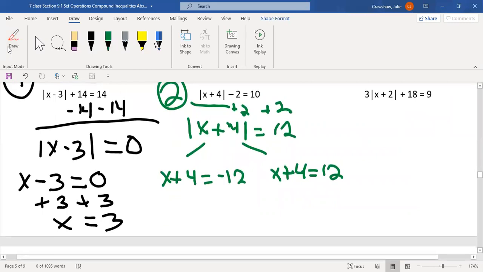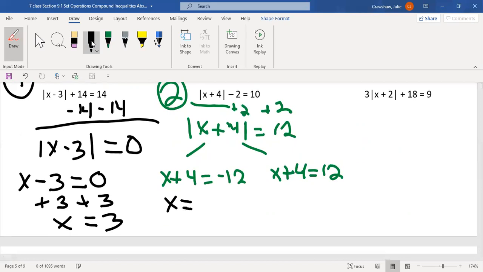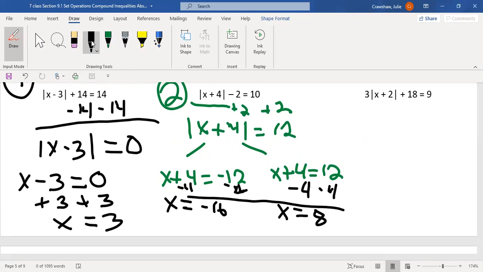For the first one, I'm going to subtract 4 from both sides, and that's going to give me a negative 16. So that negative 16 is going to be one of my solutions. Over here, I'm going to subtract 4, and I'm going to get x equals a positive 8. So those are going to be my two solutions.